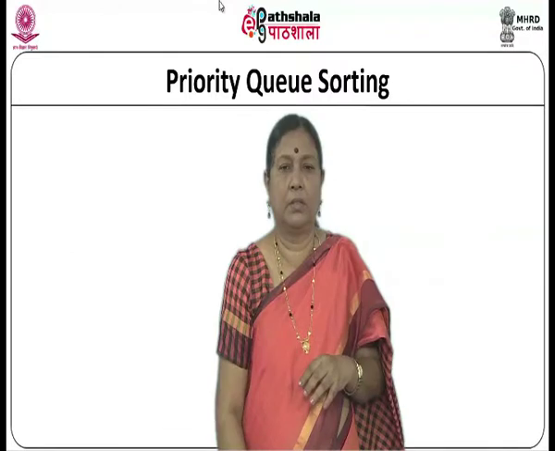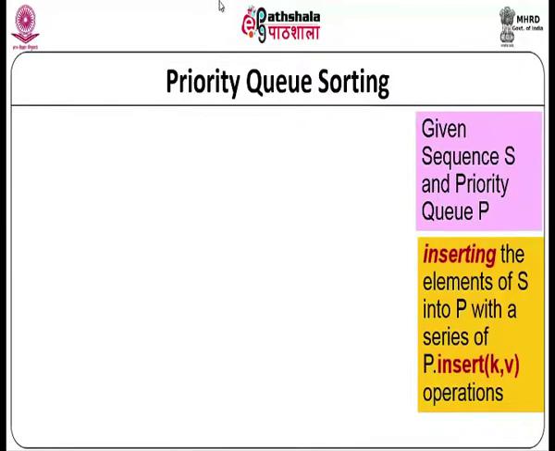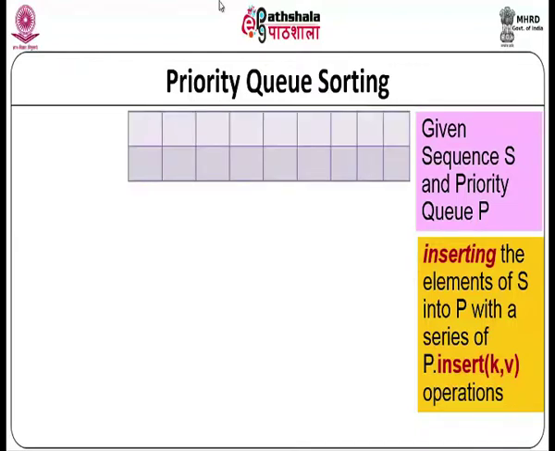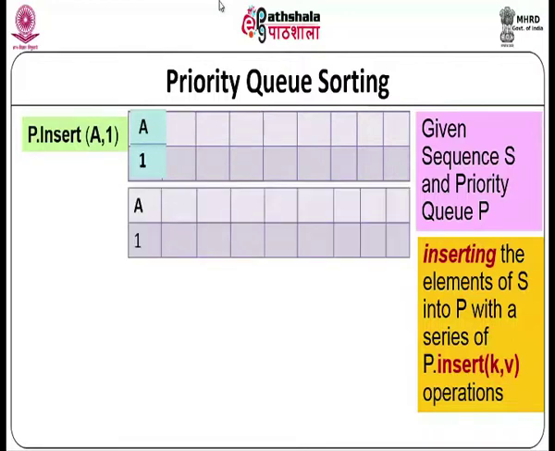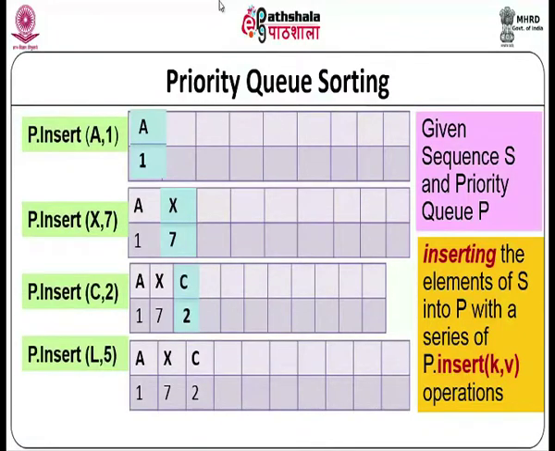Now let us assume that we are given a sequence S and a priority queue P, and we want to insert the elements of S into P with a series of P dot insert (k, v) operations. So, let us assume we have P insert A1. So, you insert, and then you have A1. Now, you want to insert X7. Remember you are inserting the elements into P using a normal sequence of operations. Then you insert again C2. So, that is inserted. Then you insert L5. So, that is inserted. We are going to insert some number of elements into the queue. We are just calling a series of insert operations.